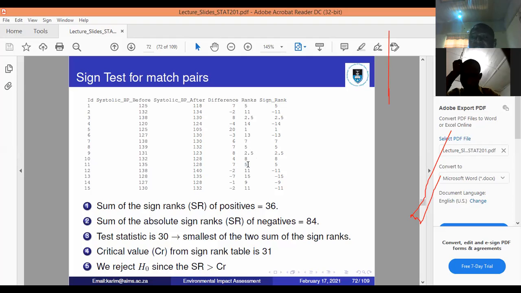The next highest value is what? 6. And that will take 7. The next highest value after 6 is what? 4. And 4 will take 8th position. The next highest value after 4 is what? -1. And that will take 9. The next highest value after -1 is -2, and then you share the positions. So now we are done with the ranking.